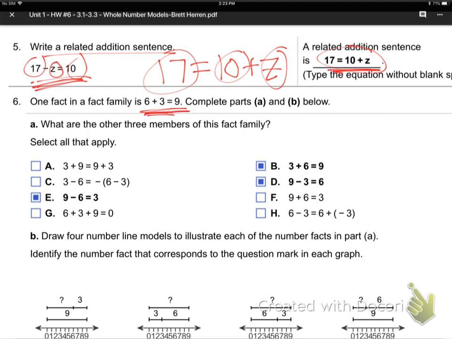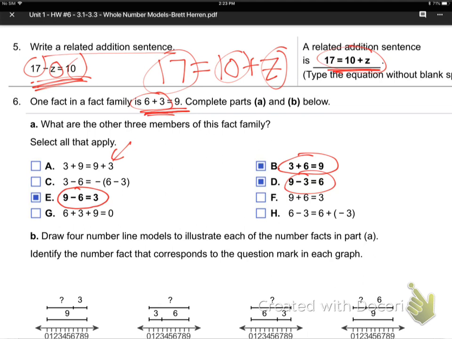Here's another one. 6 plus 3 equals 9. So which of these facts apply? You check all that apply, you can see the three answers there, right? 9 minus 6, that's a related subtraction fact. 3 plus 6 equals 9. They just switched the order there. And 9 minus 3 is 6. Now, if I was you, I'd be like, yeah, I see those. But why not the other ones?